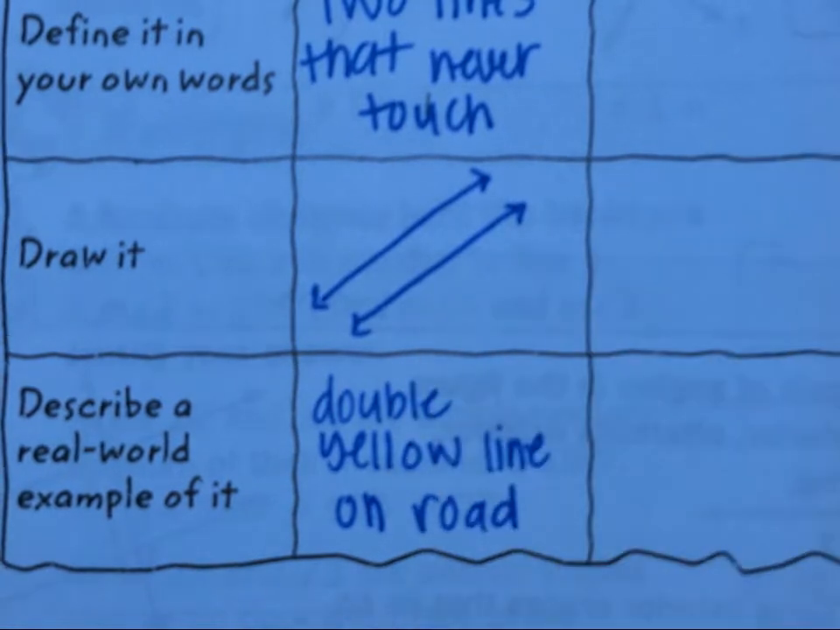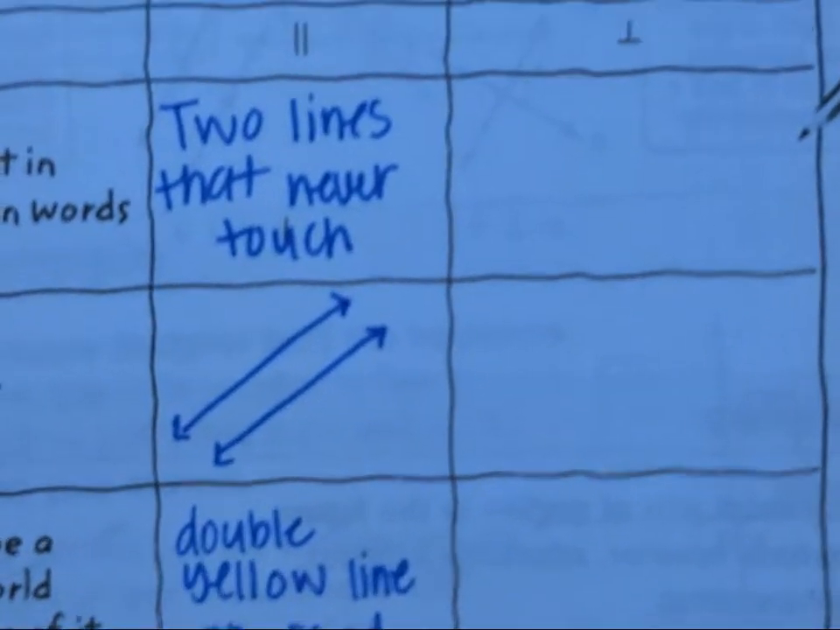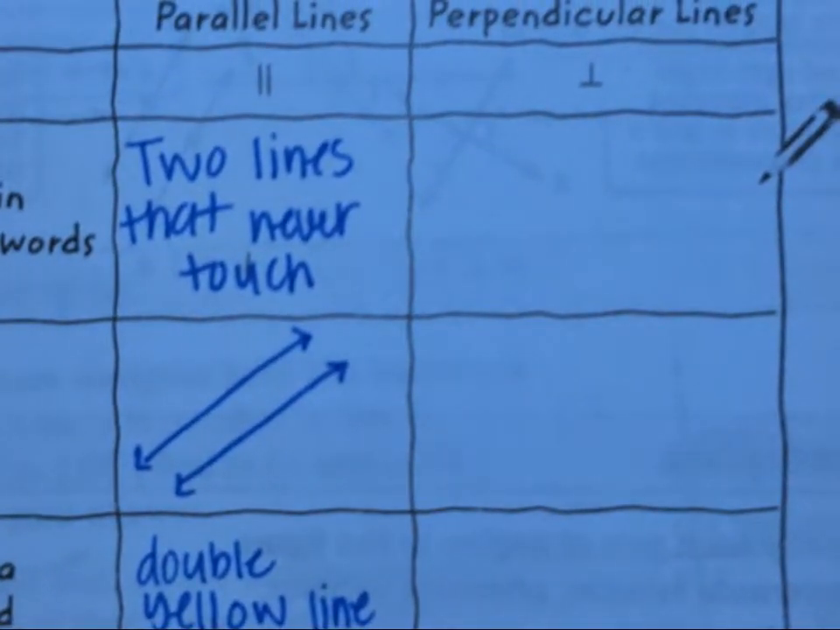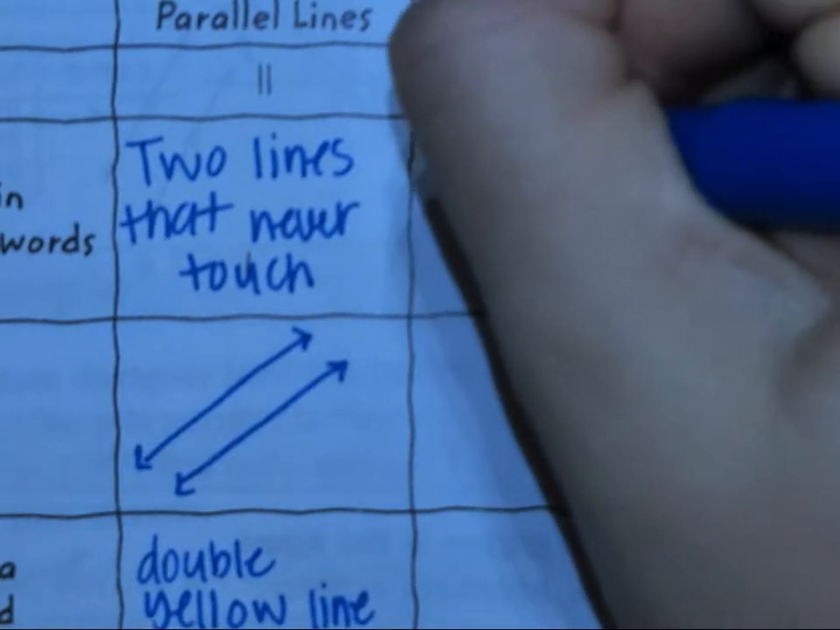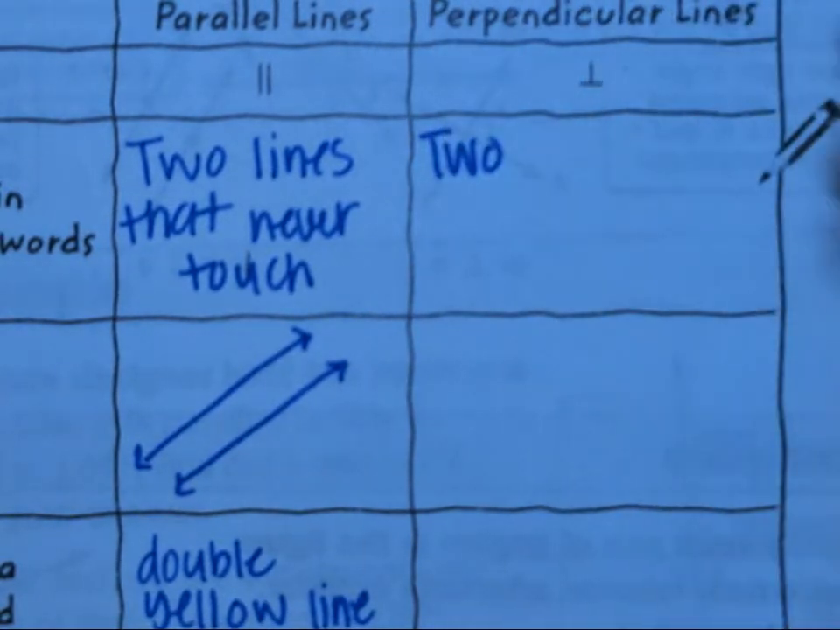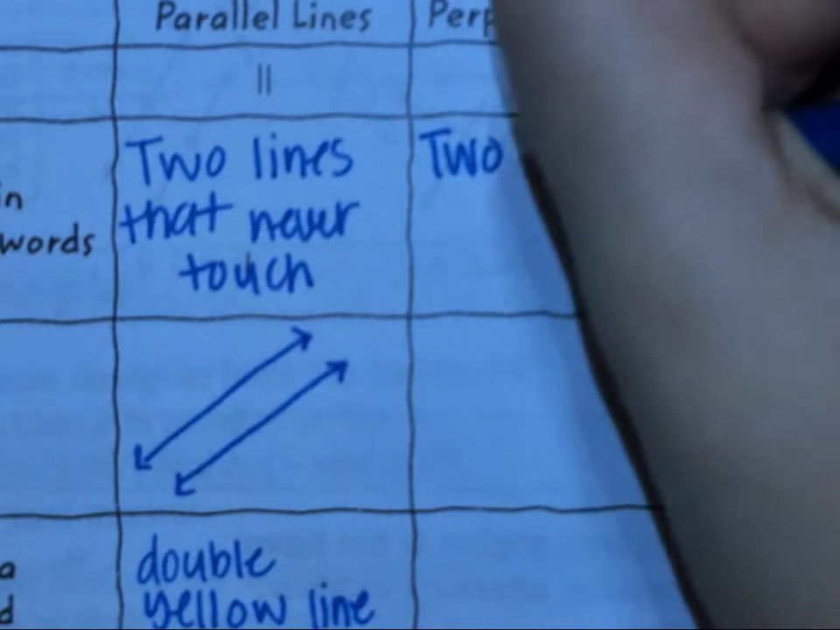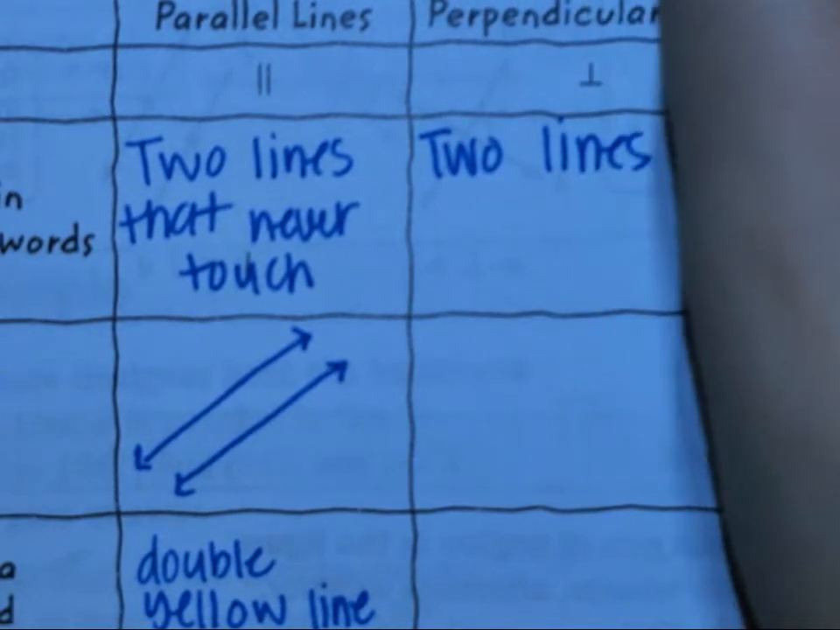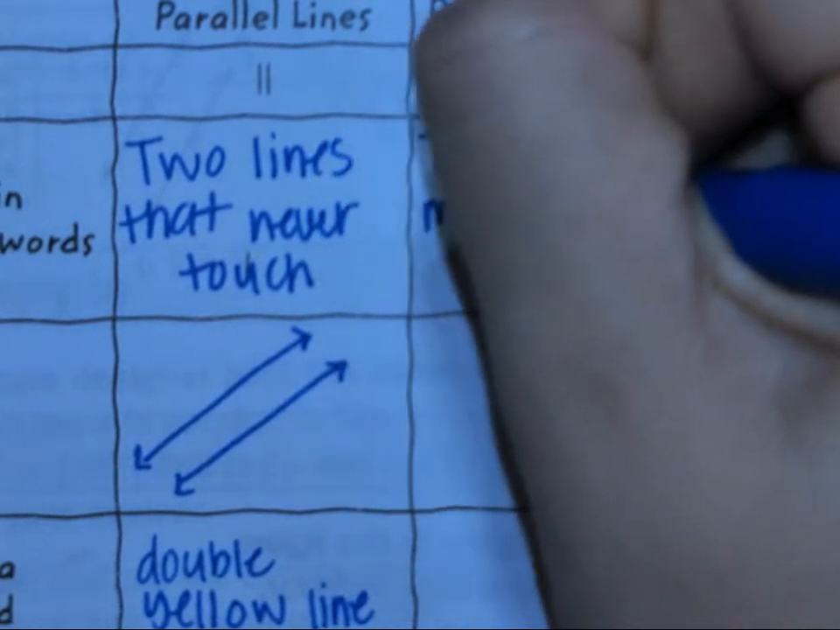So what do you think perpendicular lines are? Define that in your own words. Sorry, perpendicular, yeah. Casey? Okay. Two lines that intersect at 90-degree angles. We'll say two lines that meet. A little shorter.